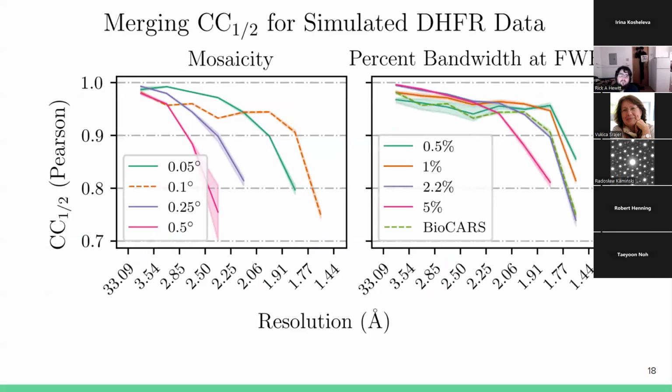We also have some merging CC halves for these same data sets. You'll note that the high mosaicity data sets don't go to nearly as high resolution, which is something you might expect. The dashed line that you see on these represents the reference data set. So that's the data set that the others differ from by only this one parameter.